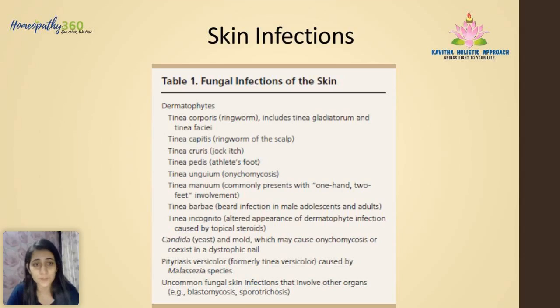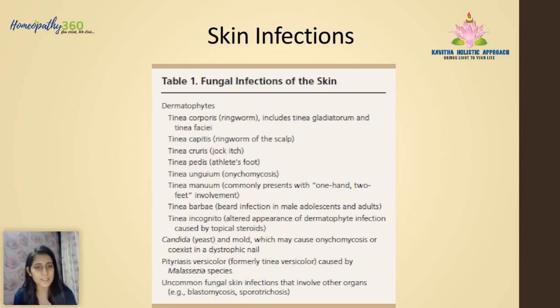Tinea unguium, which is again occurring in nails, so onychomycosis may be present, and Tinea manuum, which is also commonly present with one hand and two feet involvement, and many other types of tinea like tinea barbae, which occurs over the beard, and the tinea incognito, which occurs as the dermatophyte infection. Whenever people are taking steroids, they come across the dermatophyte infection across the region where the lesion was there. I'll be showing the pictures so that you can correlate it easily.